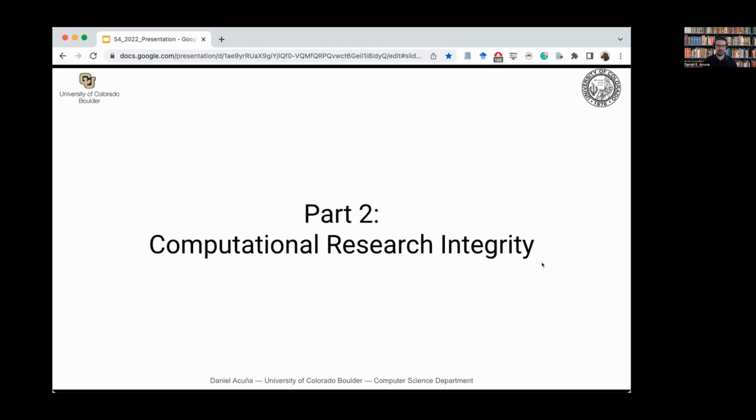Okay, so I'm going to move on now to another project that I find really interesting and important, and I call it computational research integrity. Research integrity is this field that tries to evaluate that the research is correct, reproducible, robust, and uses taxpayers' money in the best possible way.